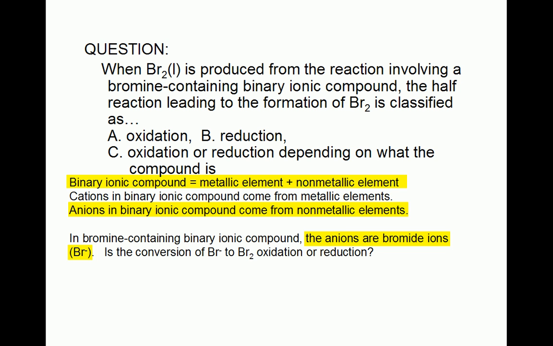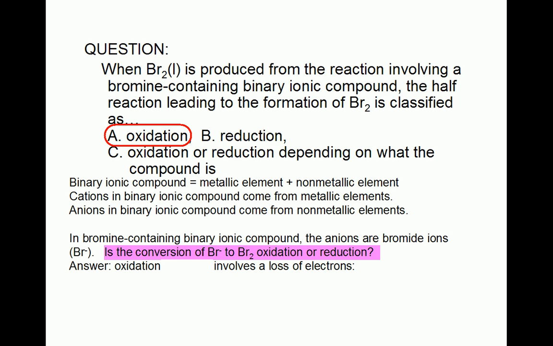Bromine is a halogen. If we refer to a periodic table, we find that it belongs to group 7A. The naturally occurring monatomic ions from this group are always found to have a -1 charge. Therefore, the question is essentially this: is the production of diatomic bromine molecules from bromide ions considered as oxidation or reduction? The answer is oxidation, choice A.